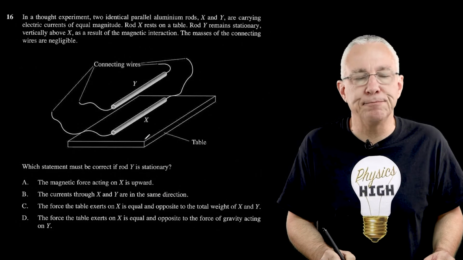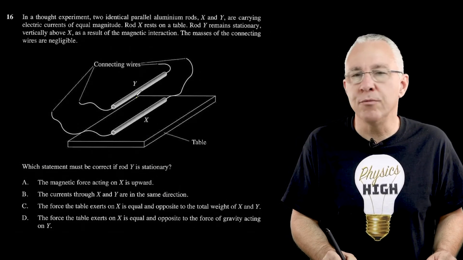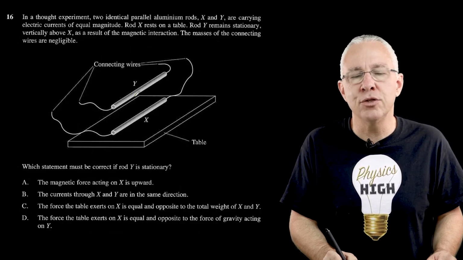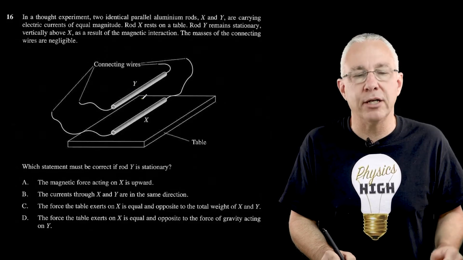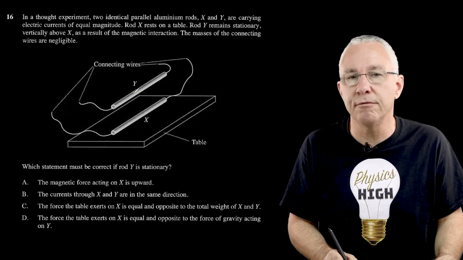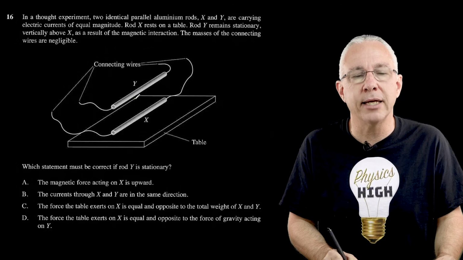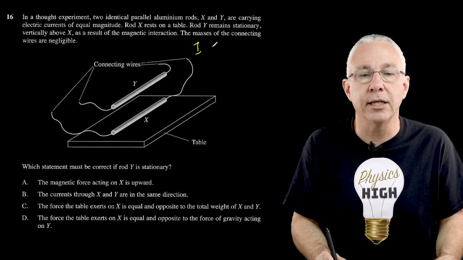Question 16, and this is a really good question. What we have here is two rods that are in essence remaining stationary due to the fact that Y is being suspended by some force that is overcoming the gravitational force acting down. Because there is a force of repulsion on Y by X, we can straight away say that the currents are in opposite directions. So I'm just going to write here the currents are in opposite directions.